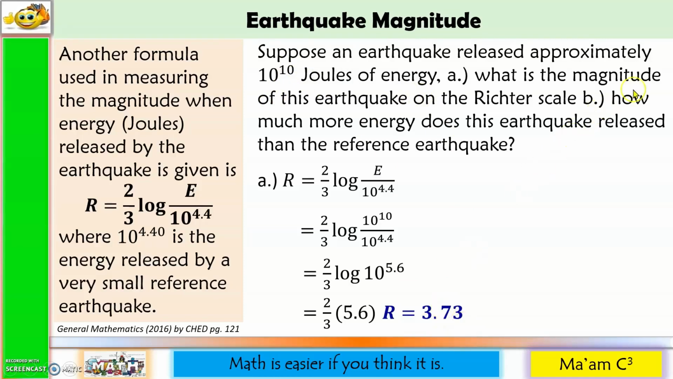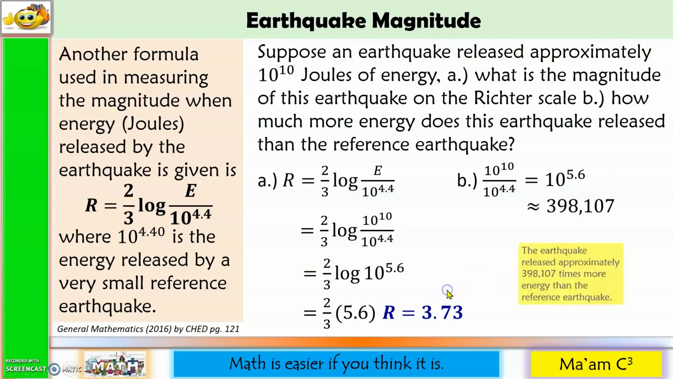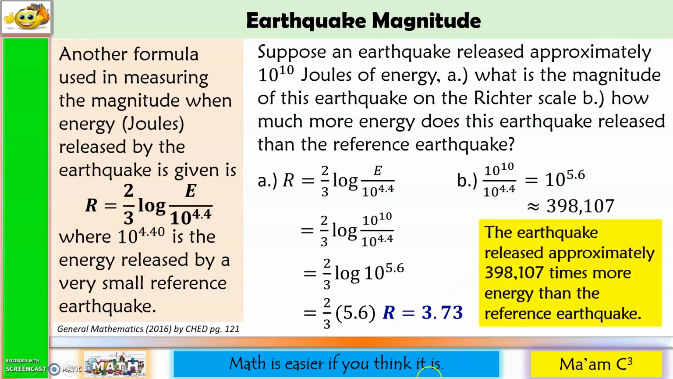Letter B, to determine how much more energy this earthquake releases than the reference earthquake, let us get the ratio. So once again, law of exponents, copy the base and subtract the exponents. 10 raised to 5.6, and this is approximately equal to 398,107. This means that the earthquake released approximately 398,107 times more energy than the reference earthquake.